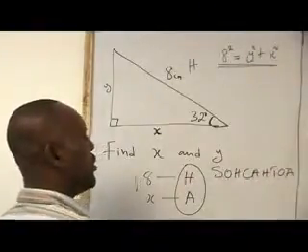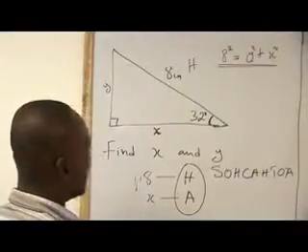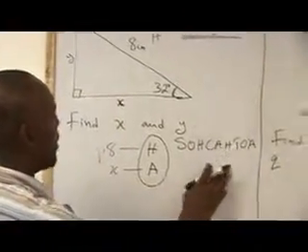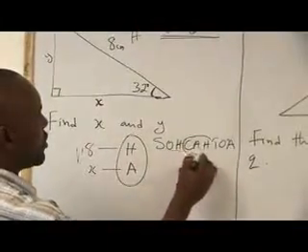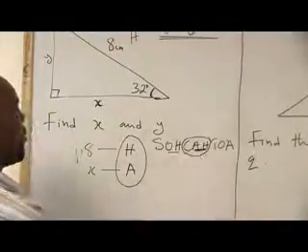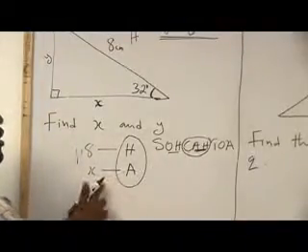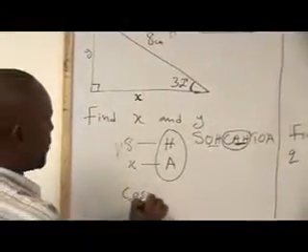SOHCAHTOA. Who am I going to use among you guys? Cosine is what? Adjacent over hypotenuse. So I'm going to apply cosine in this case. So I'll say that cos theta.